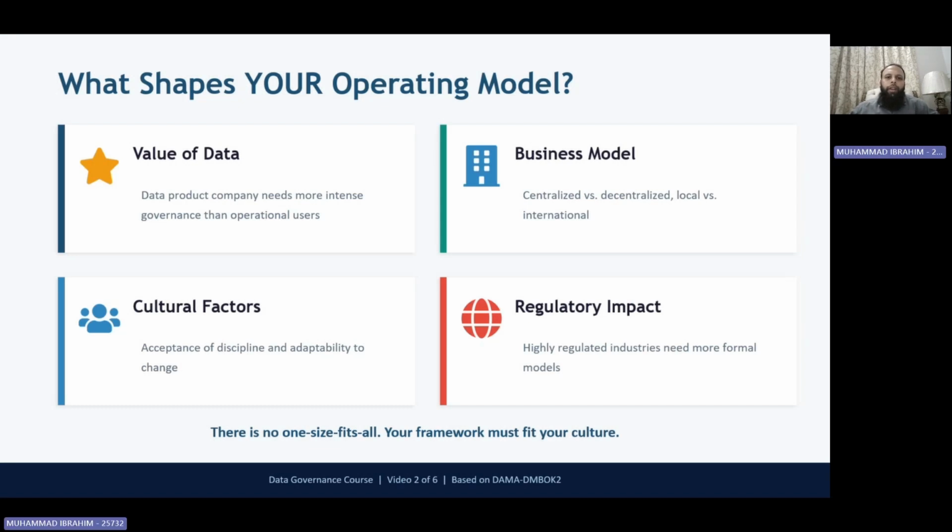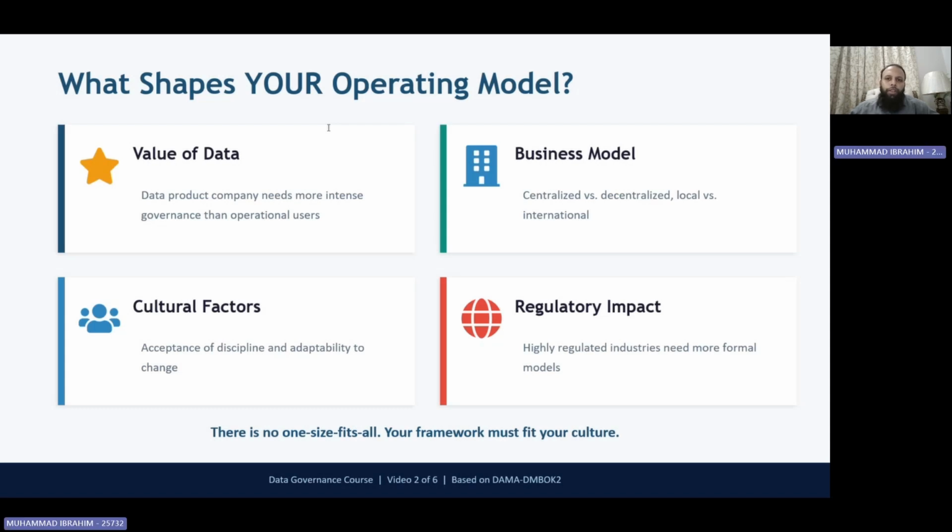Now you might be wondering, how do I design the right operating model for my organization? The DMBOK gives us four key factors to consider. First factor is the value of the data to your organization. If your organization sells data as a product, think data brokers, analytics companies, then your governance model needs to be very vigorous. If data is more of an operational lubricant, important but not the product itself, the model can be less intense.